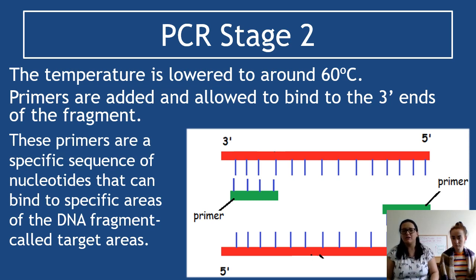And the first mark is specific sequences of nucleotides, and the second is binding to specific areas of the DNA fragment. Okay, now the benefit of this is, say you've got a whole chromosome, but you want to copy only the hair color gene. So you only want thousands of copies of just the hair color gene for blonde.